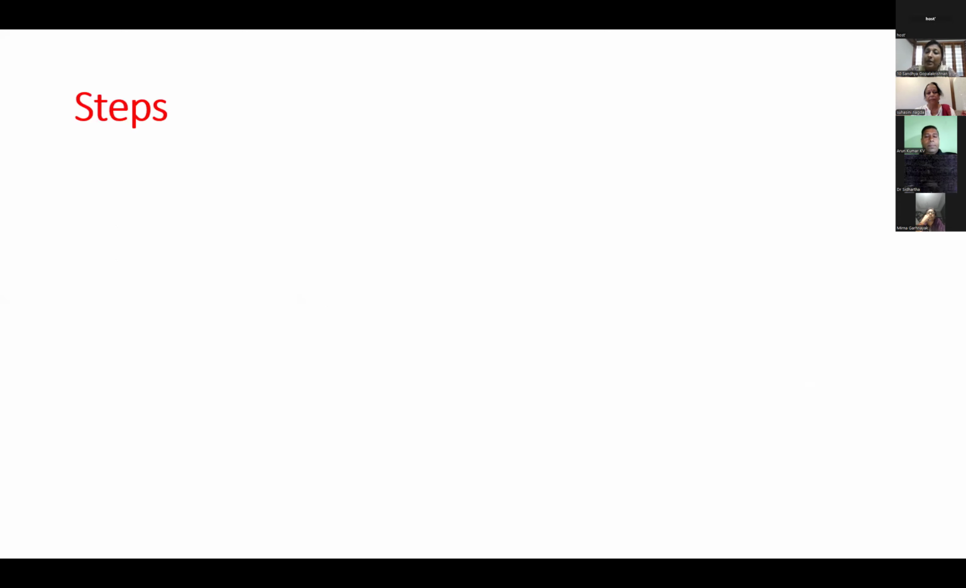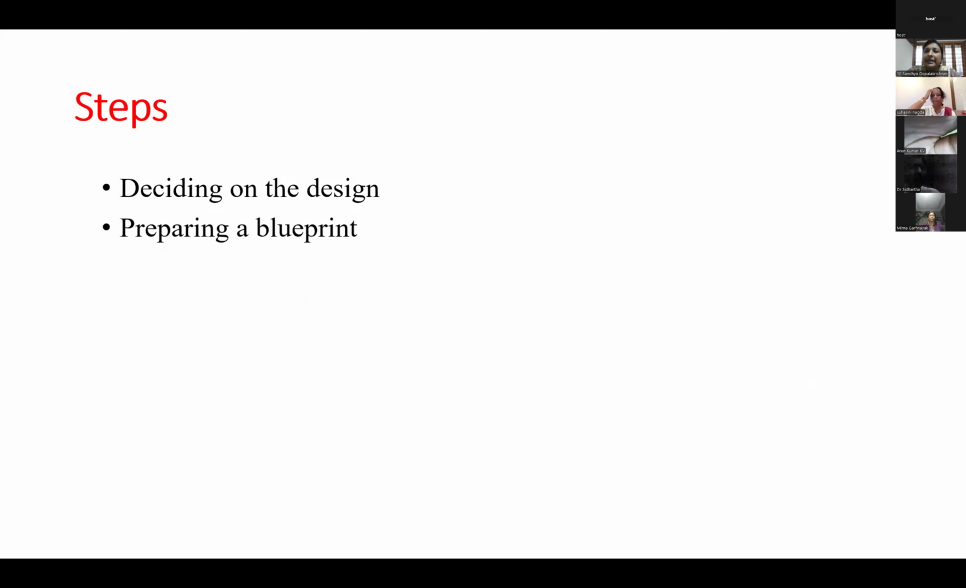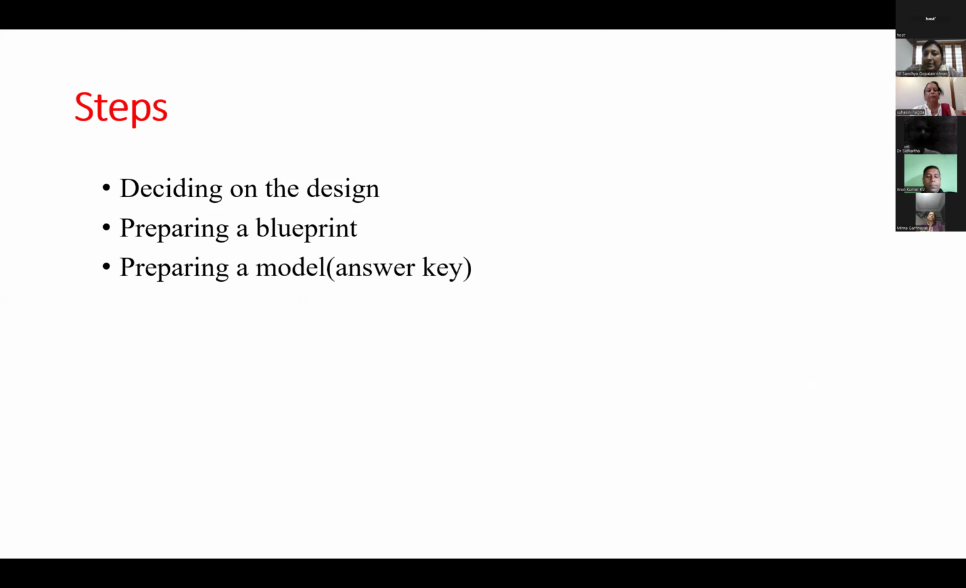Now coming to the formulation of a question paper, first we have to decide on the design of the question paper. Certain parameters contribute to the design. We will discuss that. The second step is the preparation of a blueprint, which will be taken up later. Once the blueprint is there, you formulate the question paper. Along with that, you are supposed to give an answer key also.